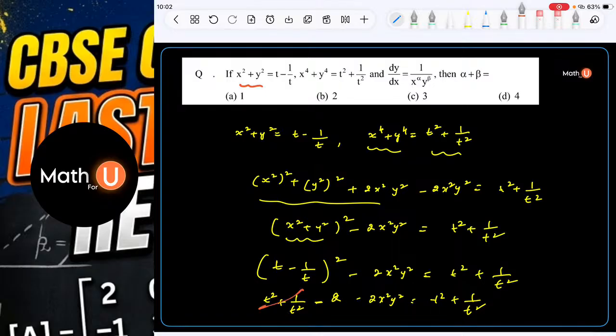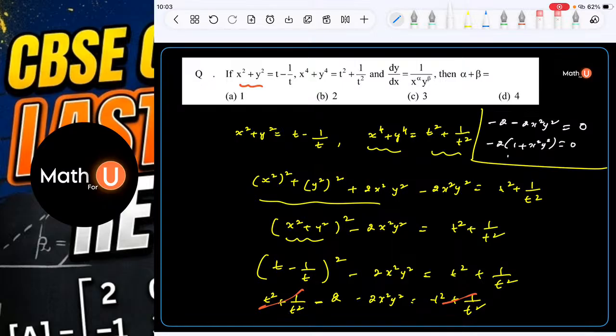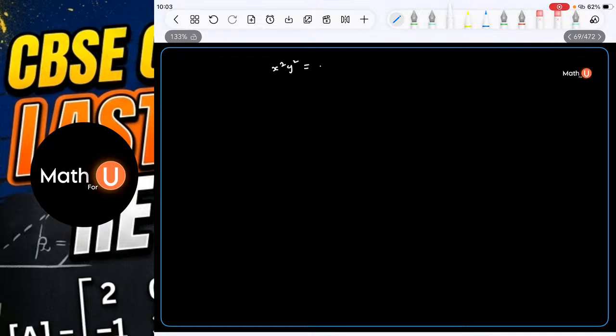Then finally this and this get cancelled. I will finally get minus 2 minus 2x square y square equal to 0. If you take minus 2 common, we get 1 plus x square y square equal to 0. Sending minus 2 to the denominator, we get 1 plus x square y square is equal to 0. Then I will get x square y square is equal to minus 1.